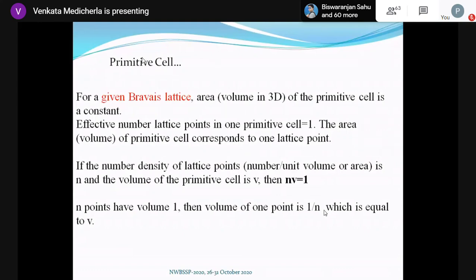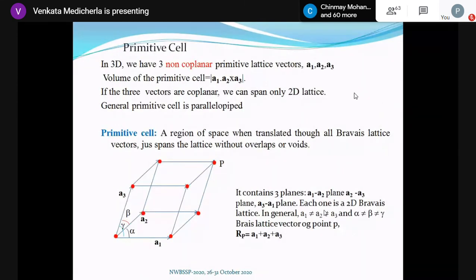This comes 1. This is 3 dimensions, 2 dimensions, but 1 dimension also. Always this is 2. Okay. Now let me discuss more on primitive cell.